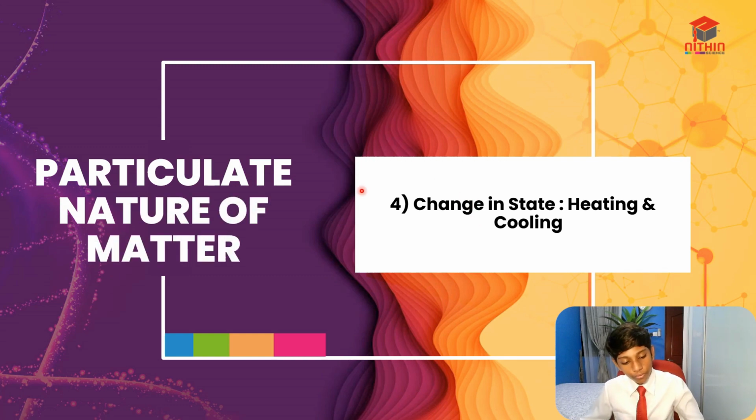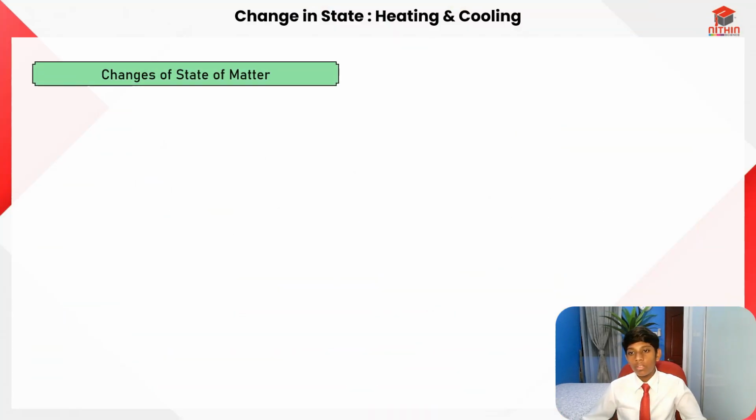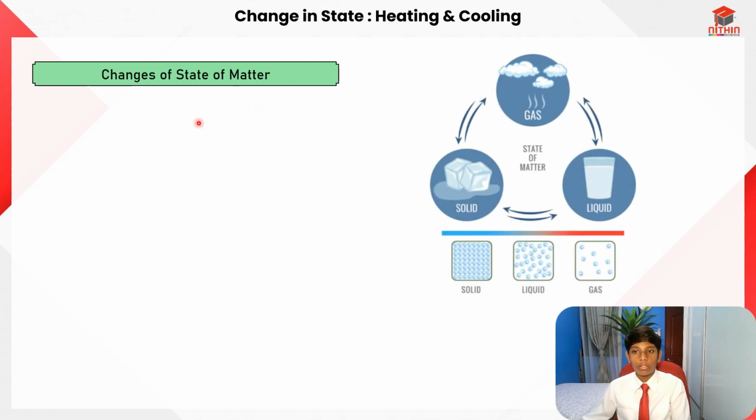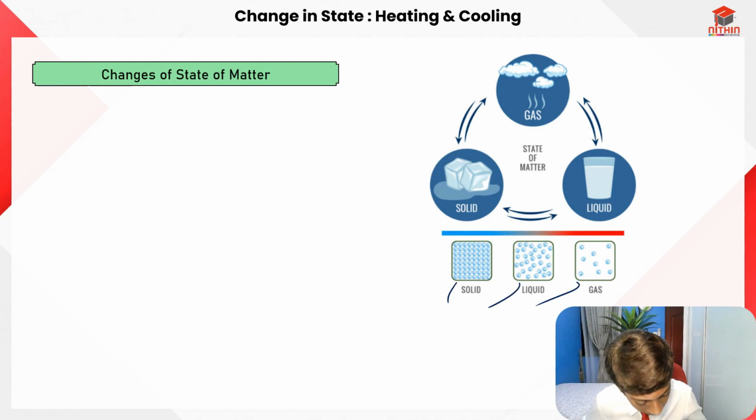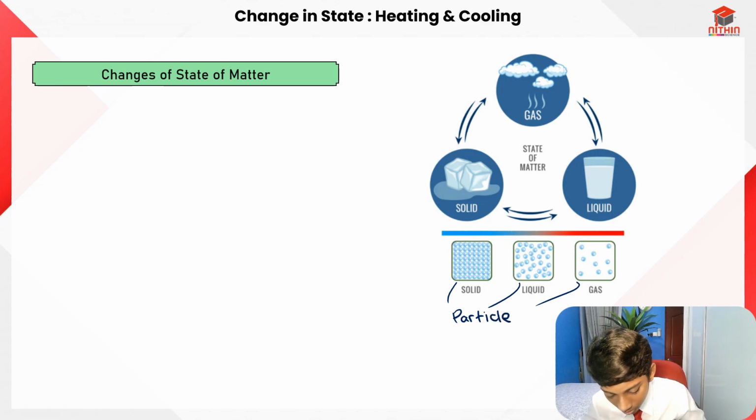For the fourth segment of this video, I'll be talking about the change in state with heating and cooling. So let's talk about that. Changes of state of matter. These are the three states of matter: solid, liquid, and gas. And this is how they look in particle form. I hope you understood that.